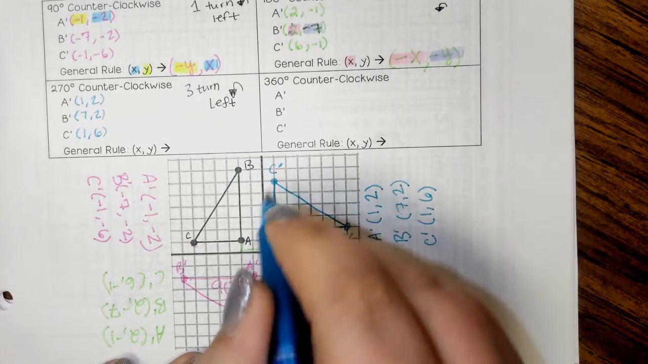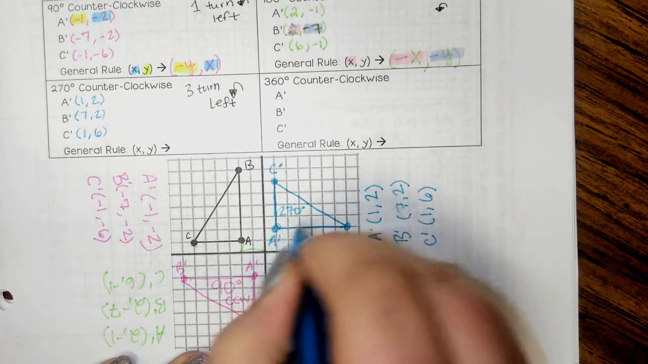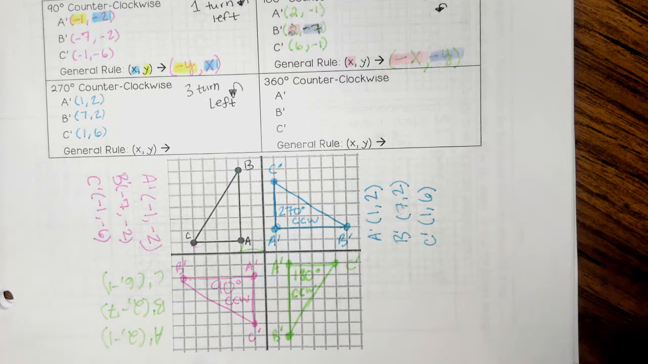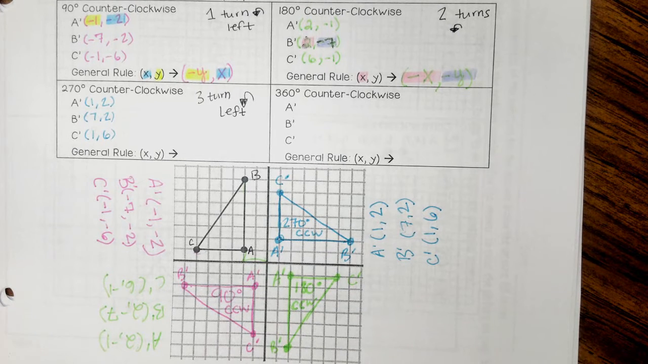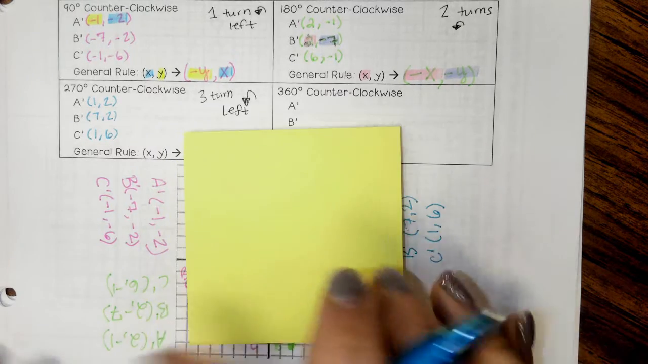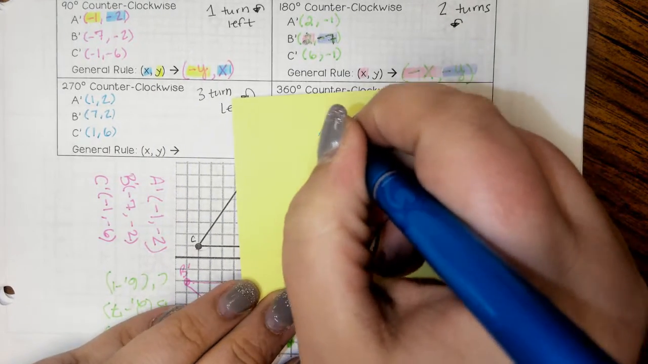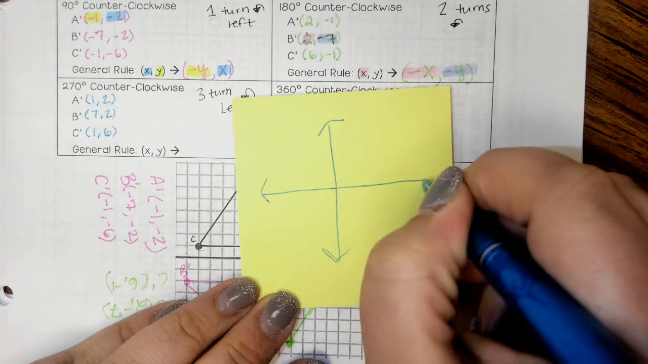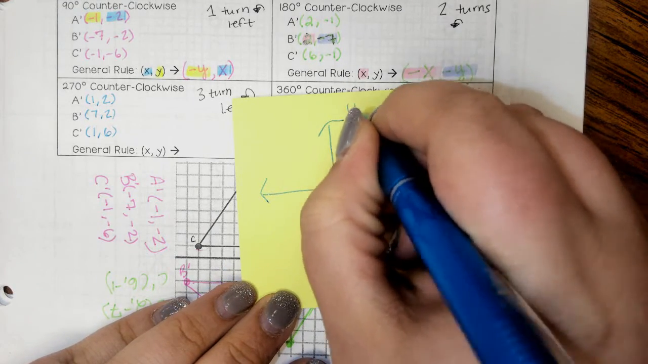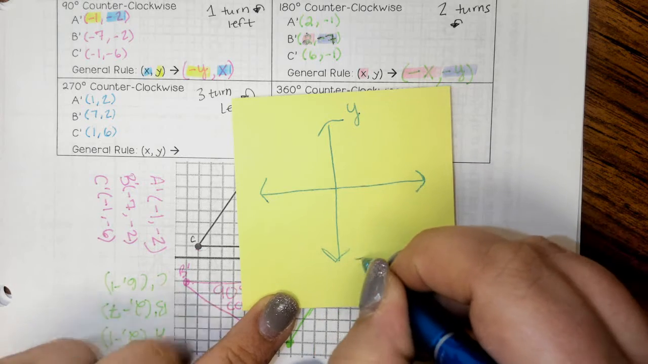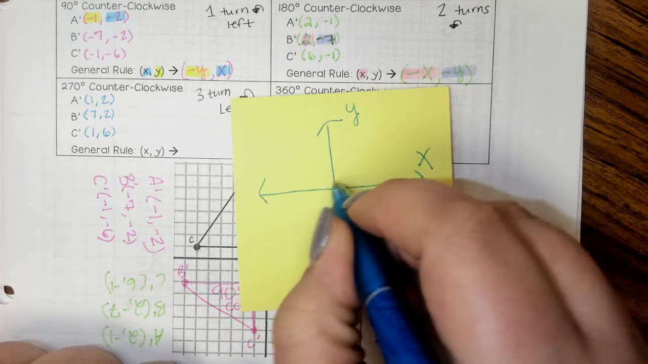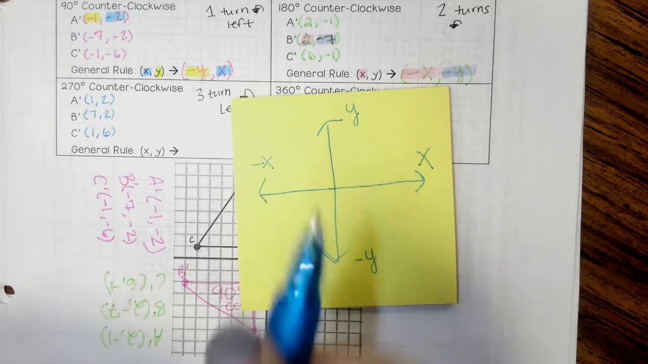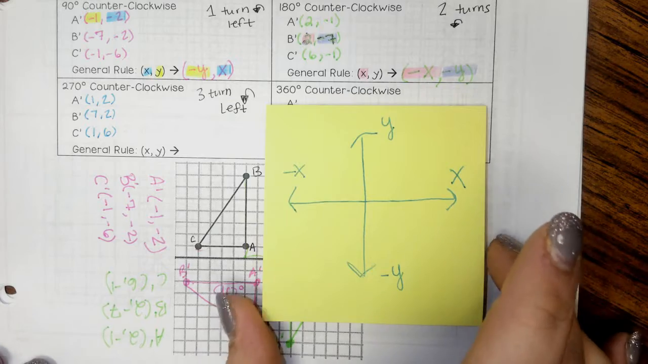I'll label this. This was a 270 degree rotation counterclockwise. And we are going to now look at the general rule here, and we'll see why this makes sense using a graph. Here is normal positive y's, and if I were to go down, that would be negative y's. Going to the right is a positive x, and going to the left is a negative x. This was 3 left turns.